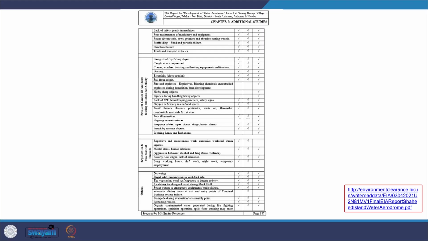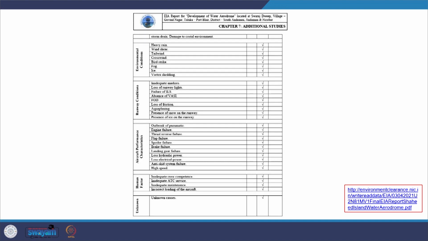So you see how they are looking at all the aspects of what possibility there is of risk, what risk there is in this particular case. So you can see all that during the operation, construction, and post operation phase.